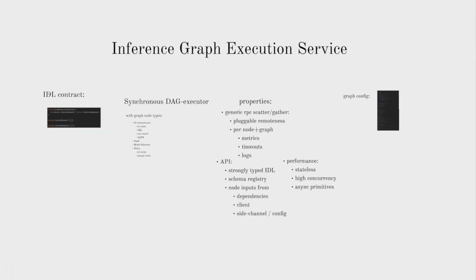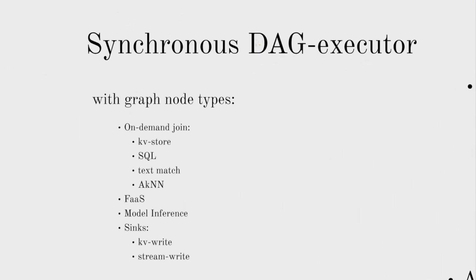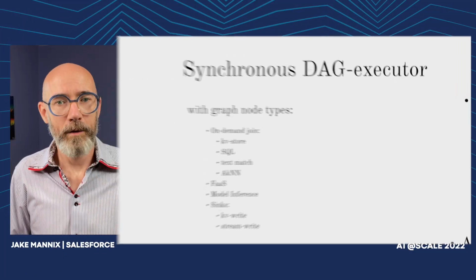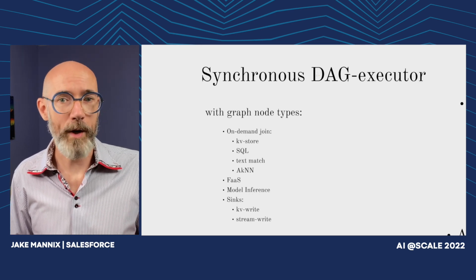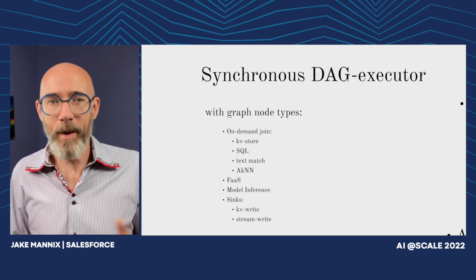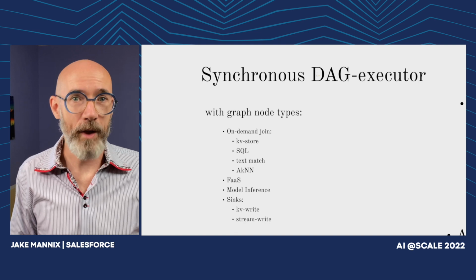The Inference Graph Execution Service is a generic service to host AI applications at scale. It's a synchronous directed acyclic graph executor. The nodes of this DAG were described before. They're joins, pure functions, model inference, and one I didn't show in the chatbot case, data sync: key value store or stream writes. You might ask, don't we already have DAG executors?